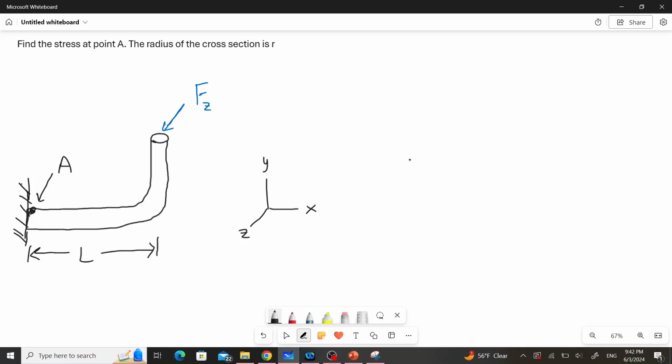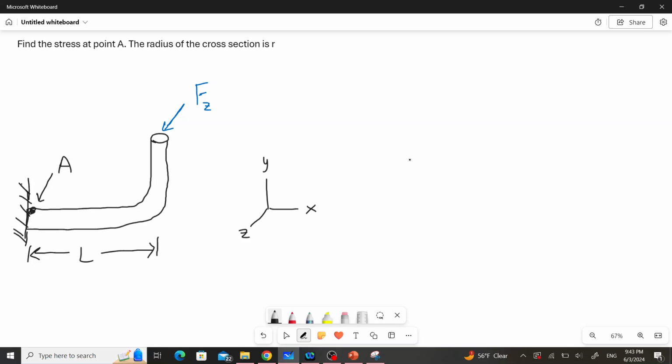Alright, let's take a look at another combined loads problem and finding stress for a case of combined loads. So here what we have drawn is sort of this elbow shape, and this has a circular cross section, and the radius of that cross section is r. And then I drew a coordinate system here on the right just to make it clear what direction this force is acting in. But this force is acting in the z direction, so coming out of the page.